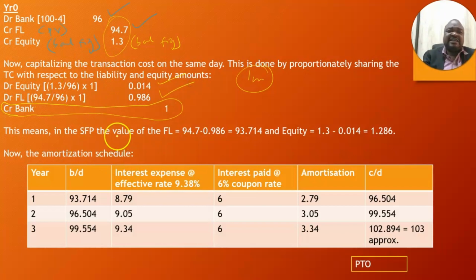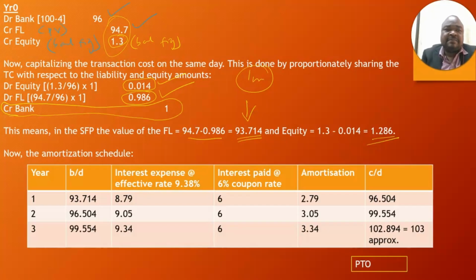This means in the SP, in this position, the value of the financial liability will be 94.7 minus 0.986, which is the amount we have just determined there. And the equity will be 1.3, which is this amount we have obtained there, minus the reallocated transaction costs, and we come to that one. Now, let's talk of the amortization schedule. This is now the amortization for the liability, the new liability there after the treatment of transaction costs.